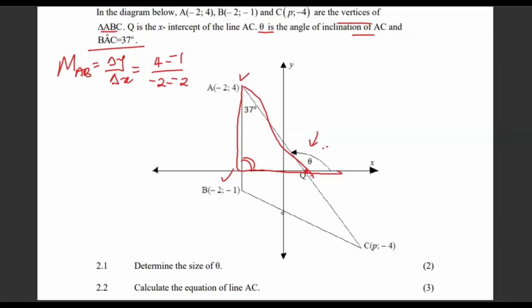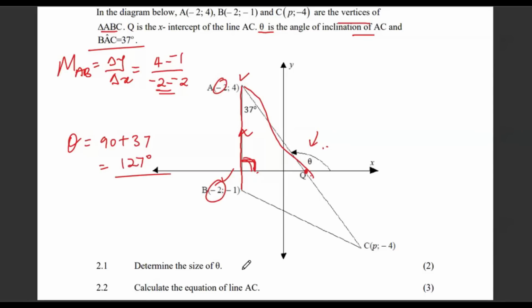But wait a minute. If that is true, that this is a -2, which means it's going to be undefined here. So this gradient is undefined, meaning that this line is parallel to the y-axis. And if that is true, then this is a 90. Okay, so meaning that our theta is going to be 90 plus 37, which becomes 127. Now I'm seeing -2 and -2 there.